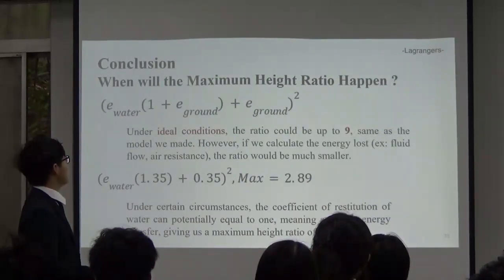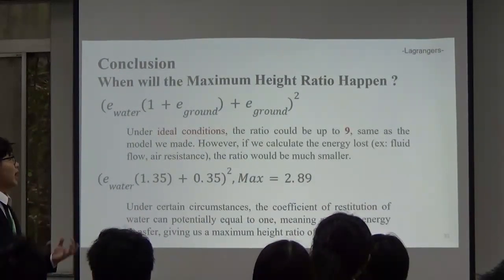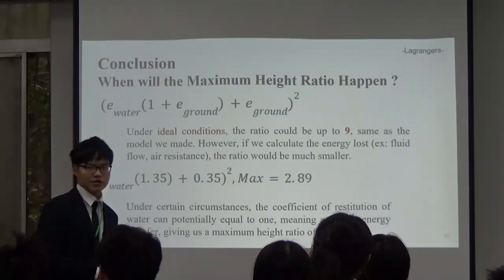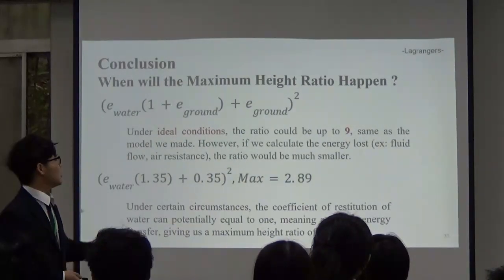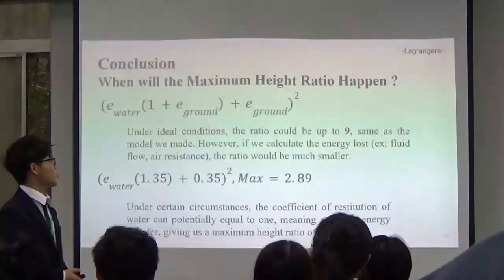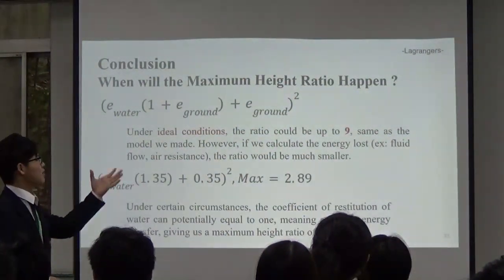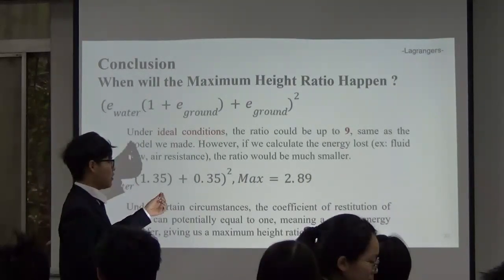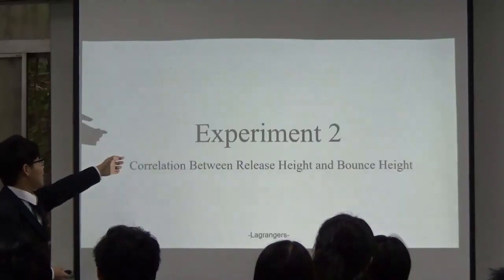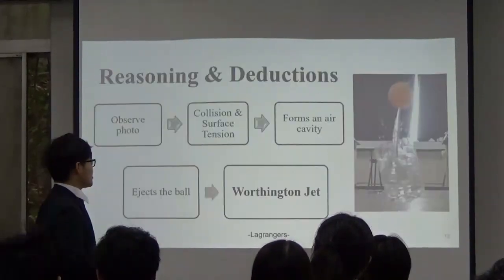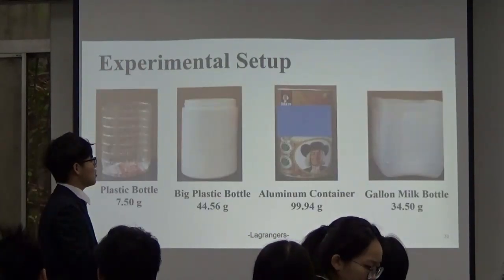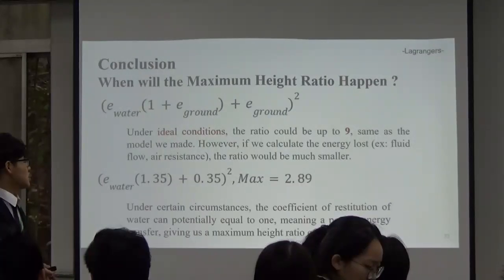So, to our conclusions, when will the maximum height happen? I know the problem statement talks about trying to find the maximum height, though we cannot because the release height and the bounce height actually have a proportional correlation. So we only can find a maximum height ratio when the water is close to 2 meters. We can see the convergence here. So we can assume that when the mass increases to a very substantial amount, the ratio doesn't change very much.